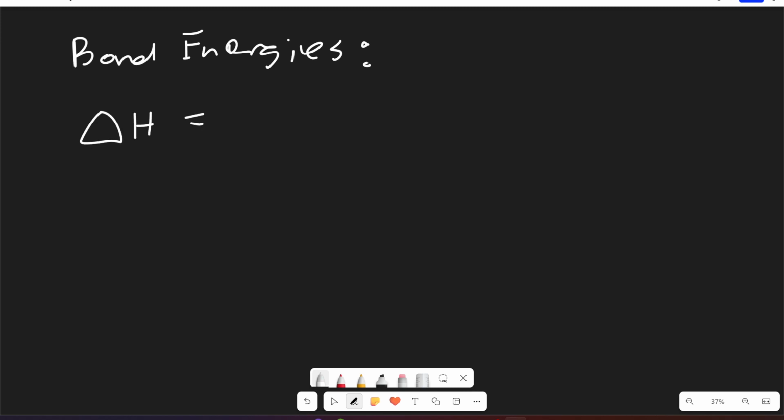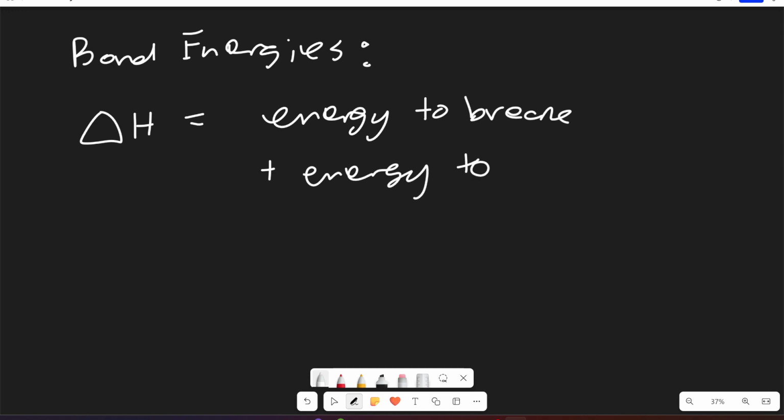So for bond energies, when it comes to calculations, we have delta H, which is the energy needed to break bonds, plus the energy to form bonds.